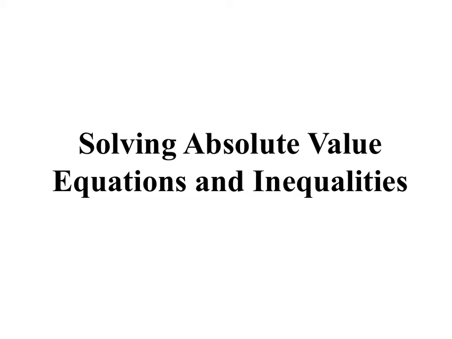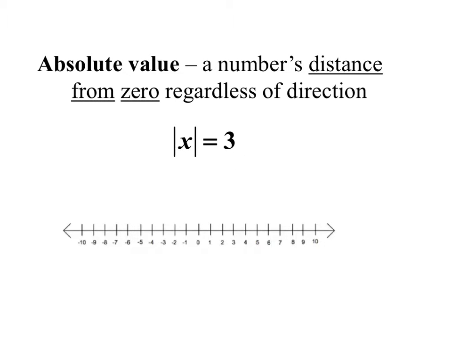Let's take a quick look at solving absolute value equations and inequalities. Okay, so first of all, let's just review what absolute value means. Absolute value is a number's distance from zero regardless of direction. So if the absolute value of a number is, say, 7, that number could either be positive 7 or negative 7 because both positive 7 and negative 7 are 7 units away from 0.